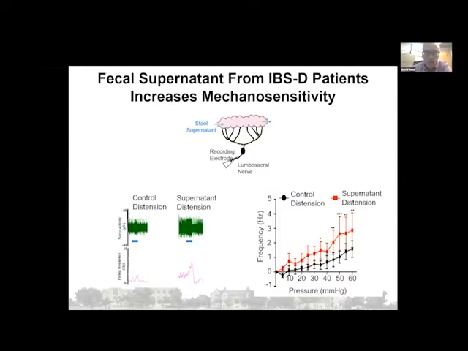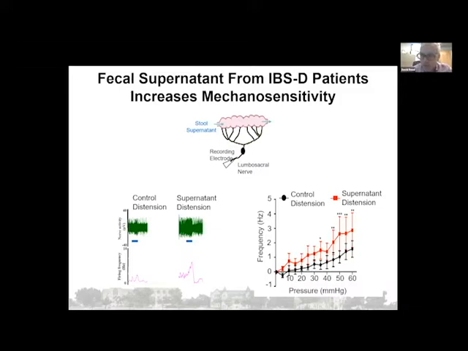This is contrasted when she then looked at IBS diarrhea predominant fecal supernatant. Again, down on the left side, you can see an experiment in which she, with the same protocol, distended the gut in control situations and got a small response. But when she put through the IBS fecal supernatant and then distended the gut, she got a much bigger response. And when we look at the summary of the high threshold units on the right, you can see that the supernatants from IBS patients actually increase the mechanosensitivity of these colonic afferent nerves.